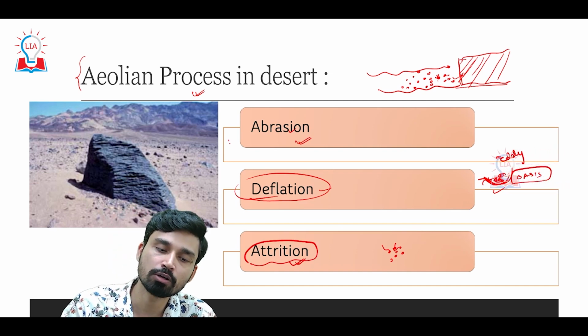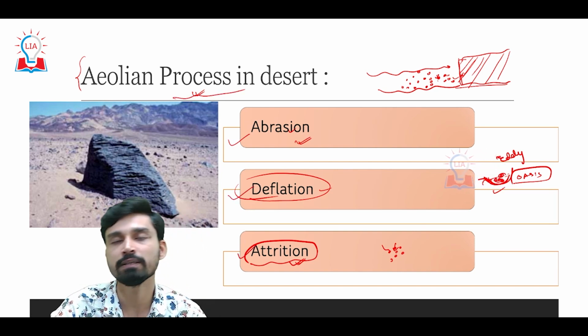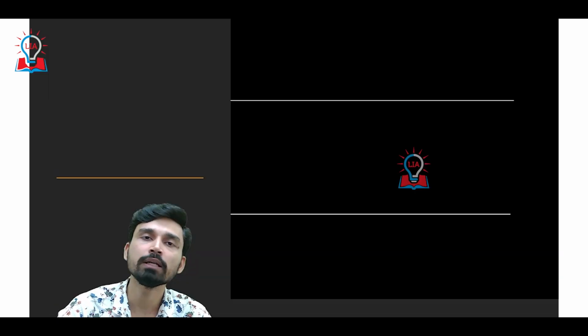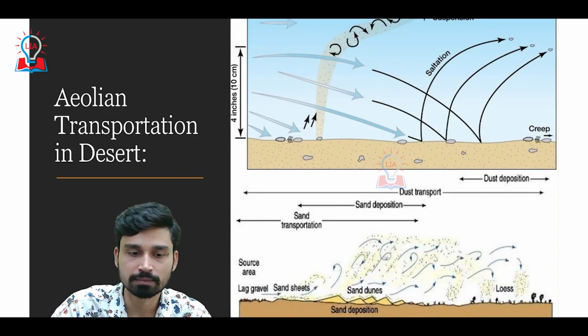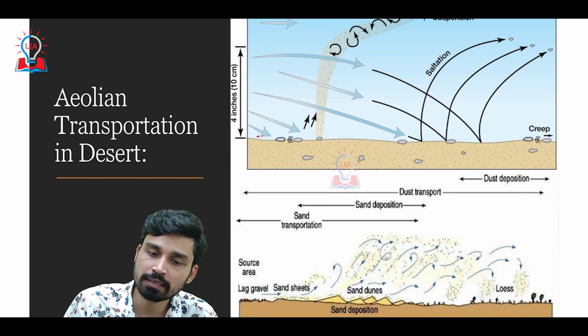So it is by the process of abrasion, deflation, and attrition that we see the development of several different landforms in the desert region. Let us try to understand what each of these individual landforms is. Not only that, we also have to understand that when these particles are moving, there is transportation going on in the desert area.